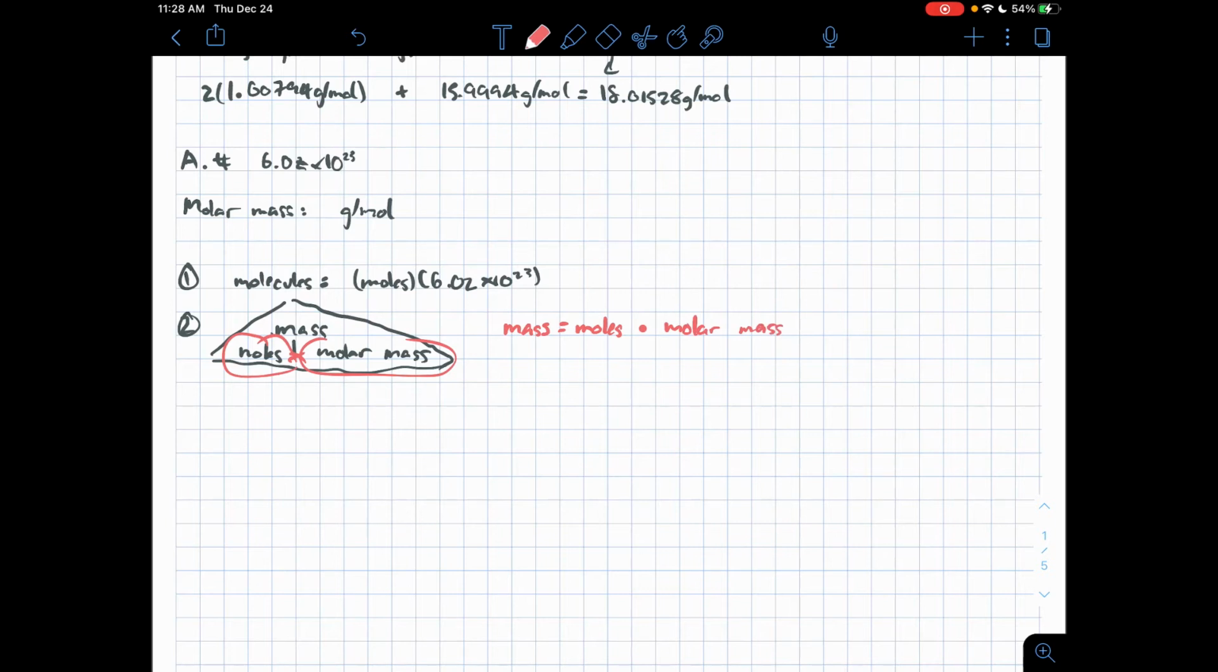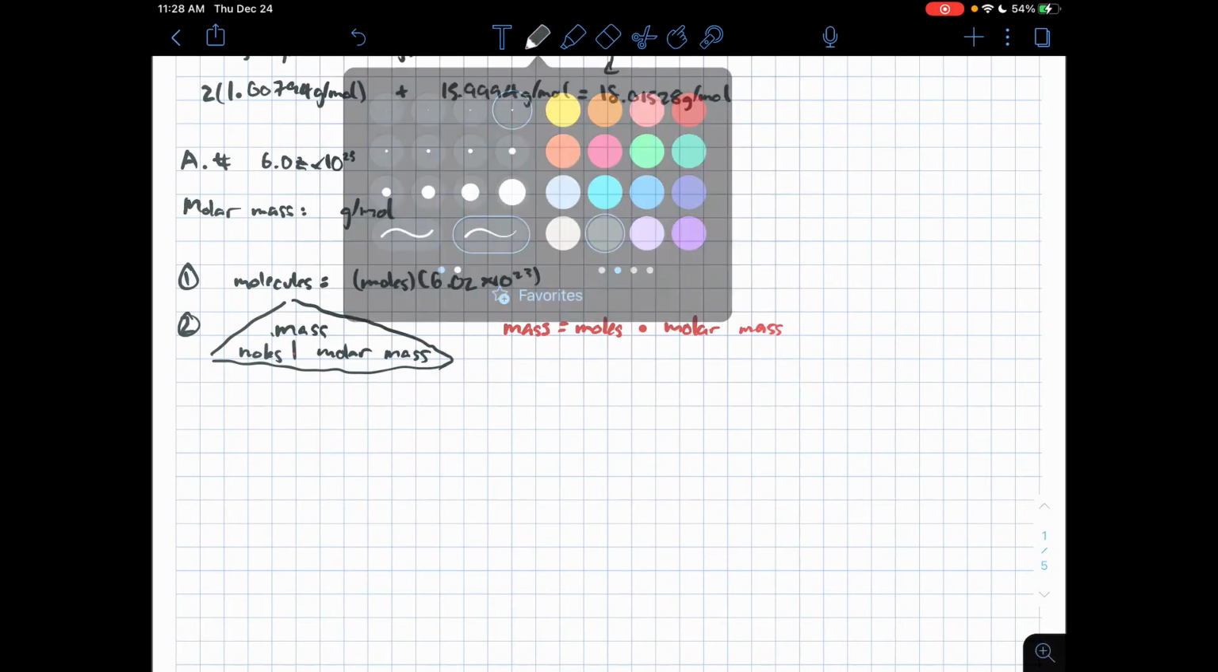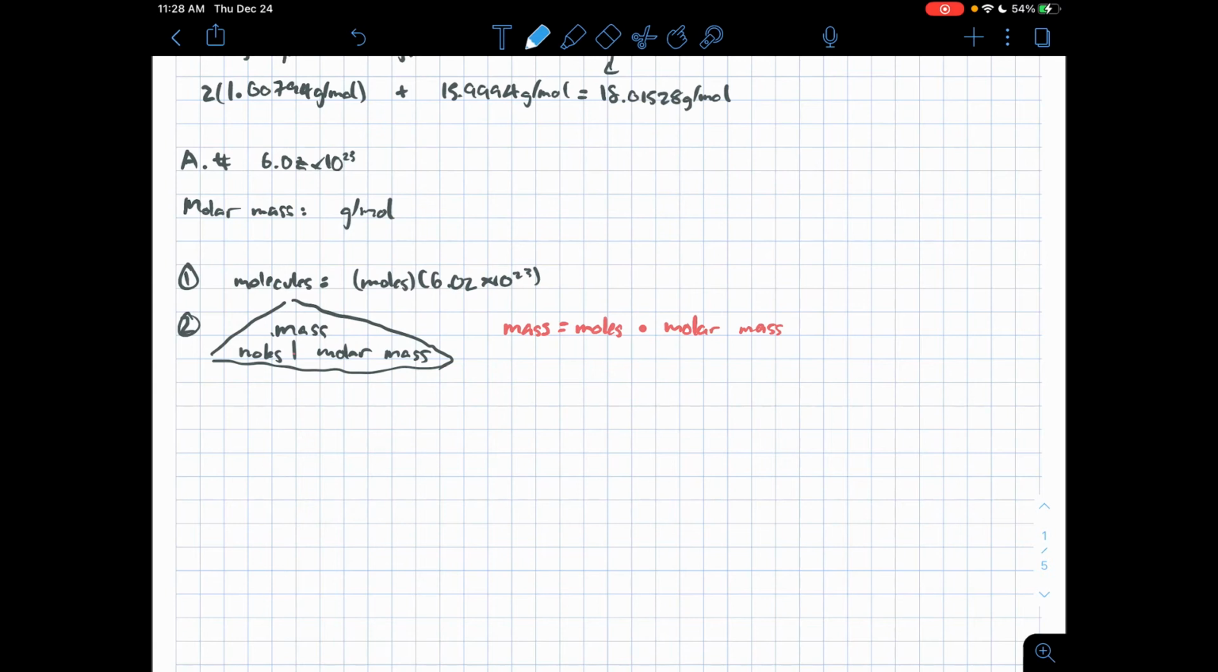But what if you're looking for something else? What if you're looking for moles, for example? How would you determine moles from this equation? Well, moles is basically mass divided by molar mass. Moles equals mass divided by molar mass.